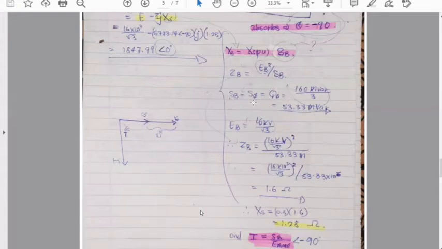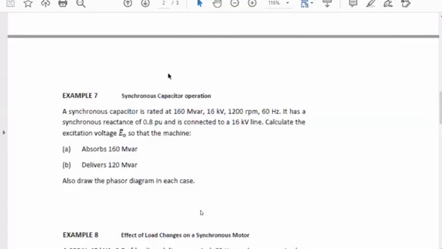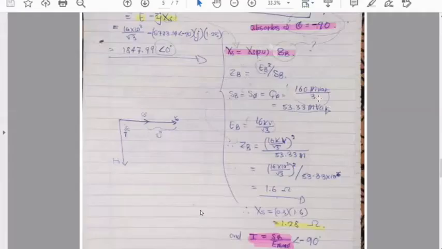And that is where we're going to use their given details, the 160 mega. Okay. So that's where it comes into the picture. So I'm going to repeat myself. We are calculating E naught. In order to calculate E naught, we need I and XS, but we'll calculate I later on.